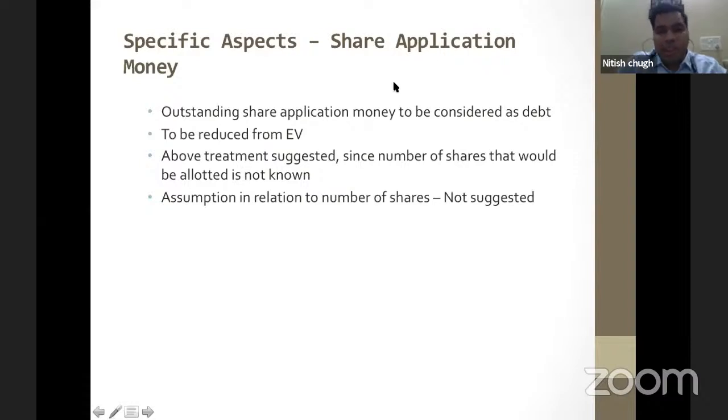Then relating to share application money. Share application money outstanding as on day one is considered as debt, and it is reduced from enterprise value. The above treatment is suggested since the number of shares that would be allotted is not known, so it is treated at par with debt. Assumption in relation to number of shares is not suggested. However, if the application money has been received based upon a certain 1-to-1 ratio or certain parameter in which the number of shares are defined, in that case we can assume the number of shares, and these adjustments will not be considered.